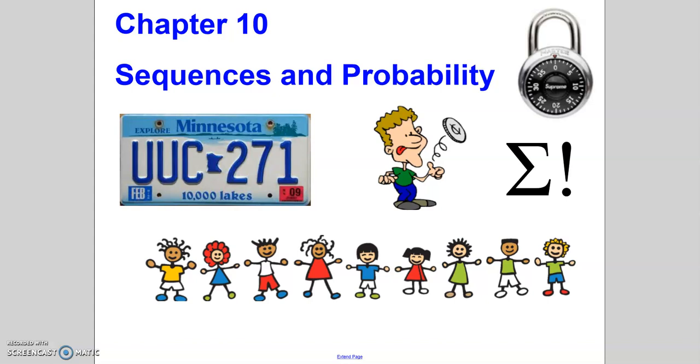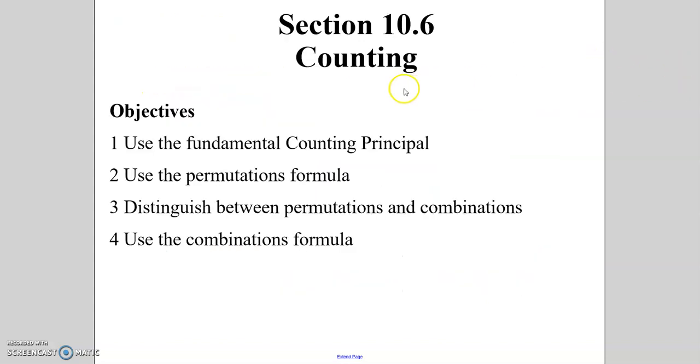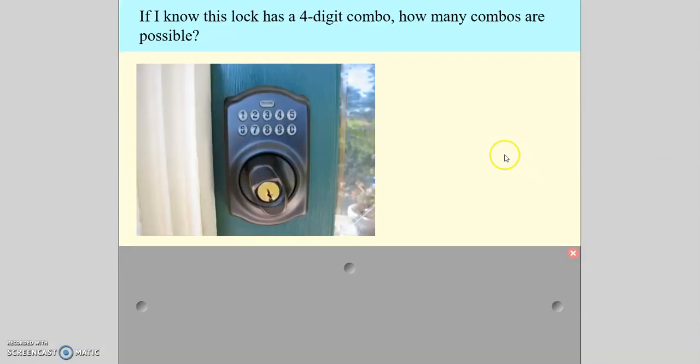Hello and welcome back. Today we are going to continue and actually finish up Chapter 10, Sequences and Probability, by finishing up Section 10.6 on counting. Yes, that's right. This is our final video of our final lesson of our final chapter of the year. Congratulations. All right, let's do a quick review problem here to start.